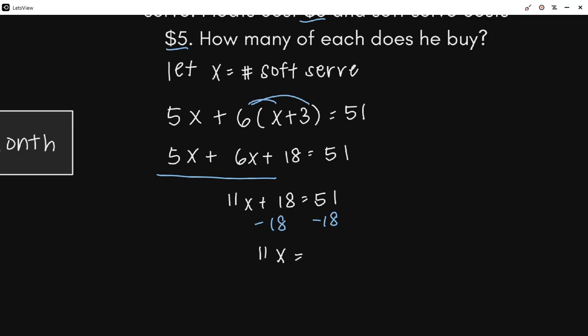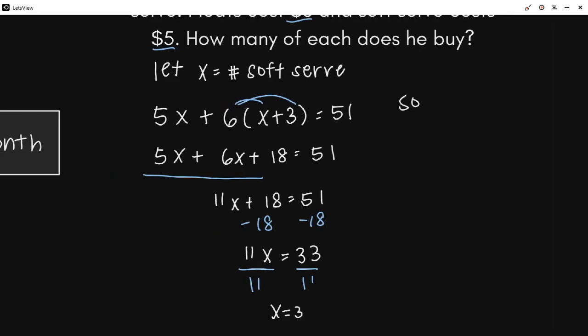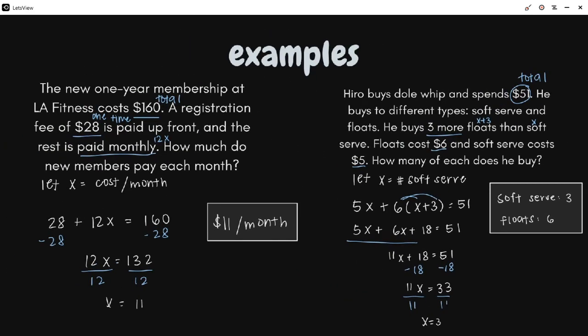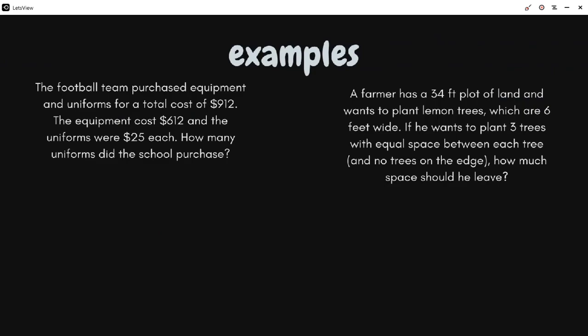Okay, so 11x equals 33. And then we want to divide by 11. So x equals 3. So that means for the soft serve, he bought 3 of them. And then for the floats, he bought 3 more, so he bought 6. Okay, so there are the 2 examples on this page. And then here are the last 2.